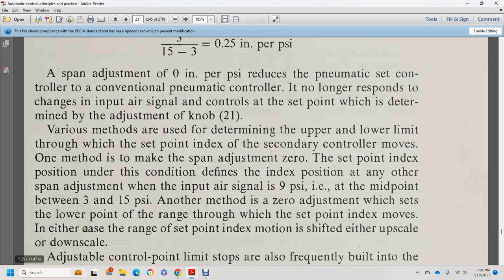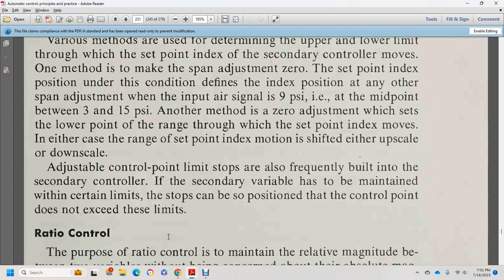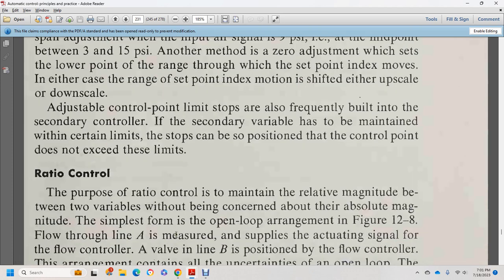shifted either upscale or downscale. Adjustable control limit stops are frequently built in for the secondary control. Where the secondary variable has to be maintained within certain limits, a stop can be positioned so the control point does not exceed these limits. Alright, ratio control.